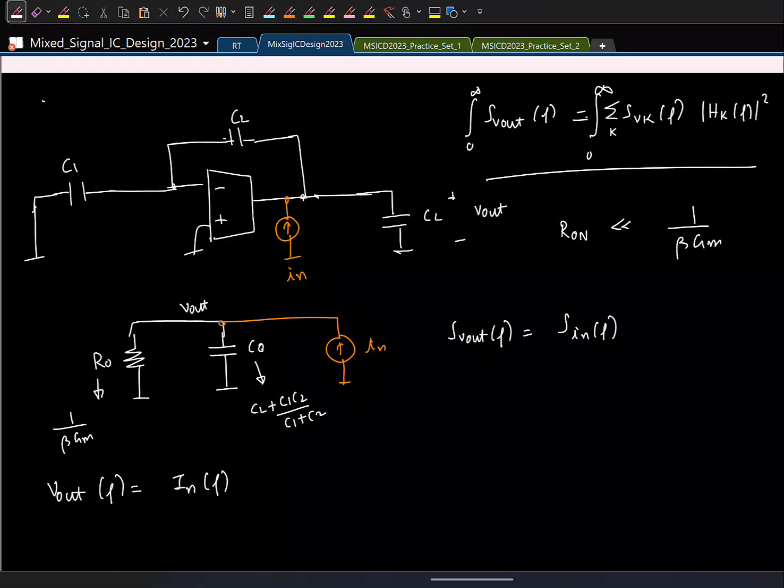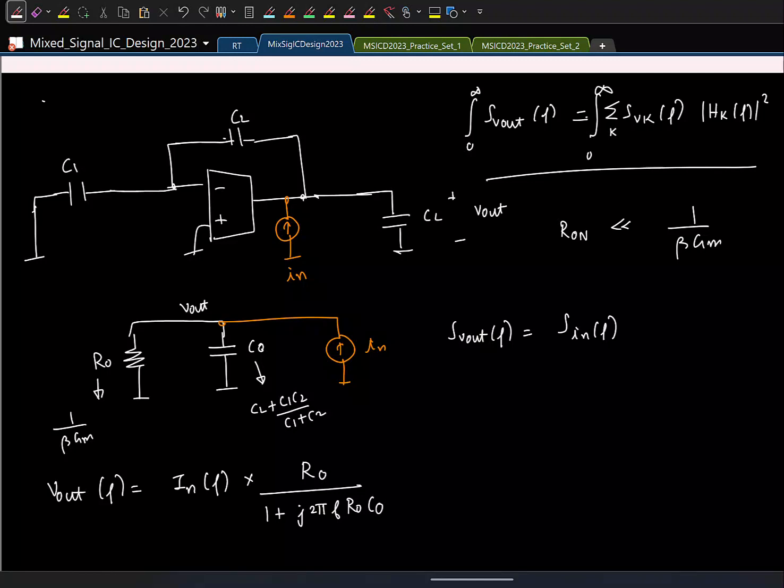I mean, let's write it in terms of R0 and C0. What is it? 1 by R0. I mean, it's the parallel combination of R0 and C0, right? Parallel of R0 and C0. You should be able to remember these things now. It will be 1 by j 2 pi f. It will be R by 1 plus sRC.